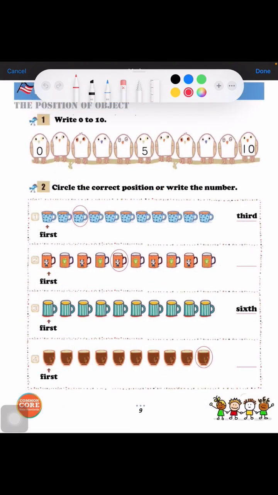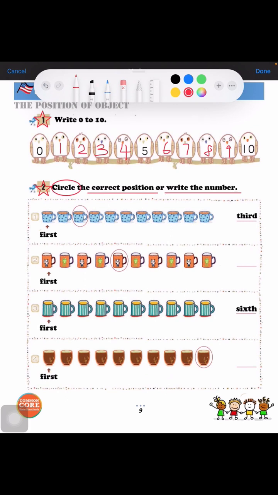Okay, now we move on to page 9. The first question, we just need to write 0 to 10. So we start from 0. The next number is number 1, and then 2, then 3, 4, 5, 6, 7, 8, 9, and the last one is 10. And then the next question, we need to circle the correct position or write the number.